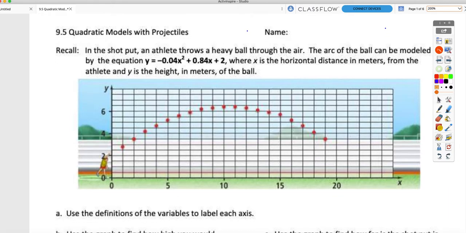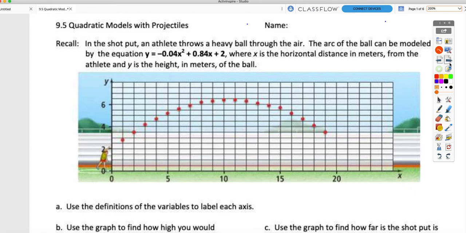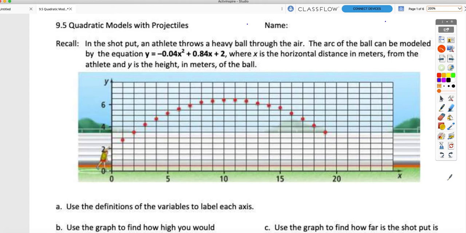9.5 is the last lesson that you're going to have in chapter 9 before you take the test. There are still 2 more lessons that have 9 extensions on them, but we're not going to have time to get them before we take the test.